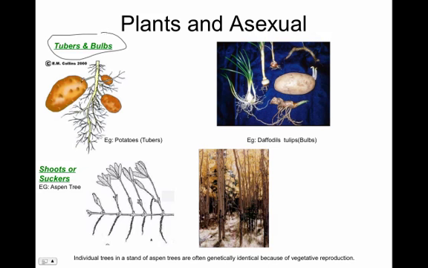There's bulbs and tubers. Potatoes are tubers, thickened underground stems, and we can separate this and plant it and produce a whole new plant. Onions are bulbs, and we can chop off the onion bulb and create a whole new plant. Shoots or suckers, like in the aspen tree. The underground aspen tree will pop up new plants. So here are the adult versions, and they're usually connected underground by suckers or shoots.